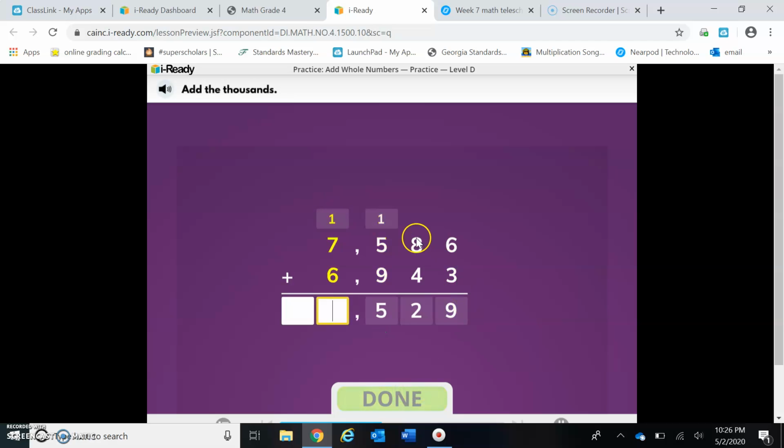All right, now in the thousands place, can't forget to add that 1 that we regrouped. 1 plus 7 is 8. 8 plus 6 is 14. So I'm going to write my 4 in the thousands place. And in the 10,000s place, I'm going to type in my 1. So this lets me know that 7,586 plus 6,943 is 14,529.